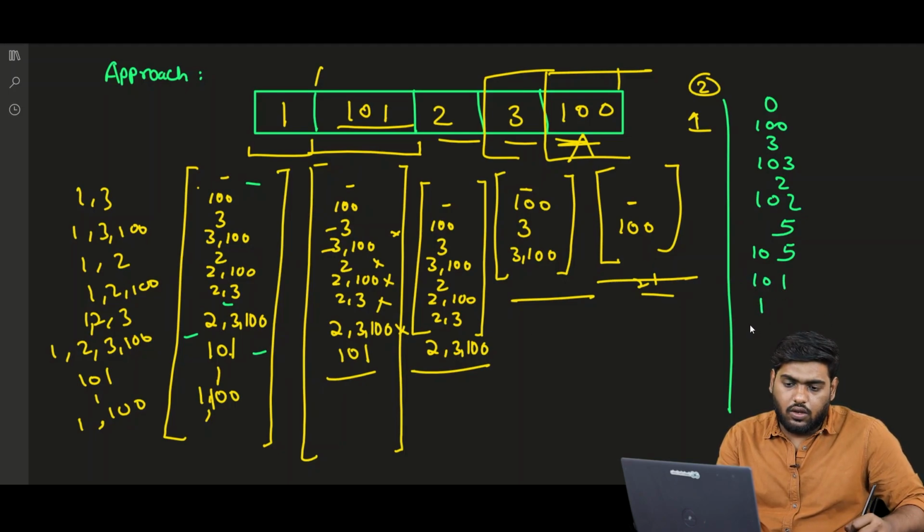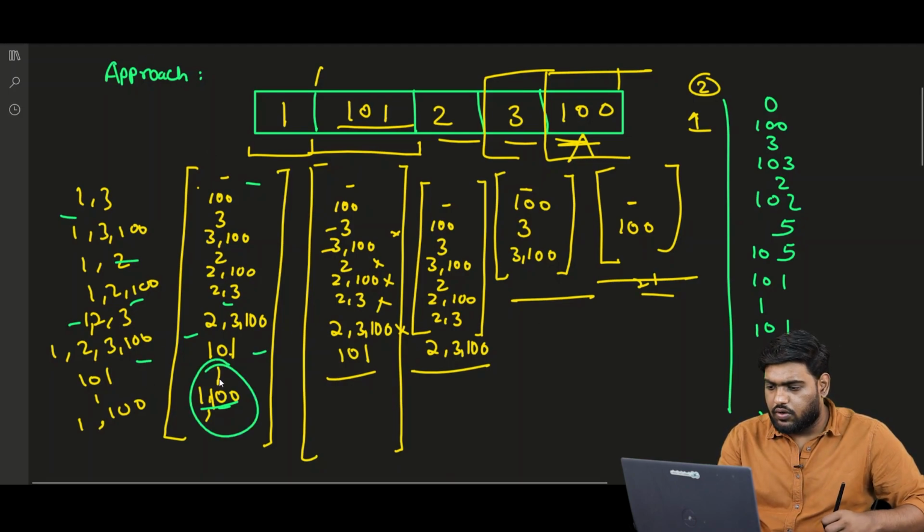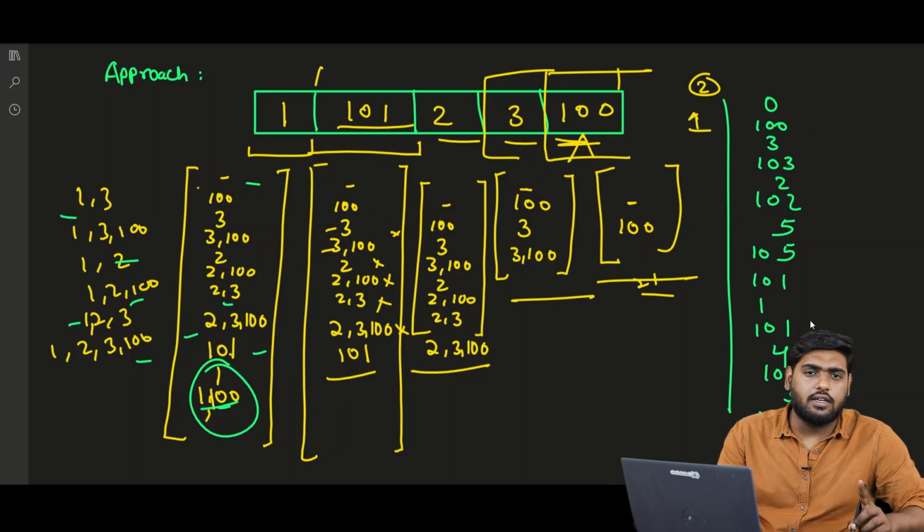1, 101, adding these two. Then we have 1 comma 3, it will be 4, 104, it will be 3. Then we have 103. Then we have 1 comma 2 comma 3. That means we have 6. Then we have 106. And these ones are actually already taken here. So this is your whole sums of all the subsequences which are strictly increasing.